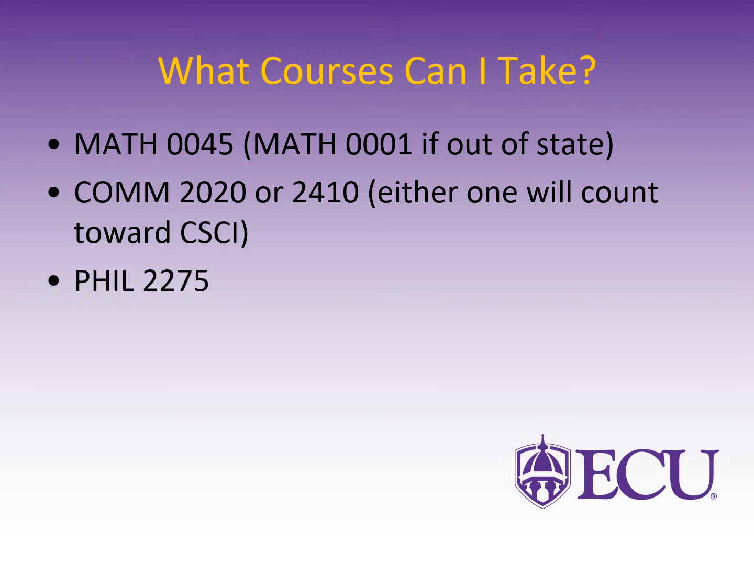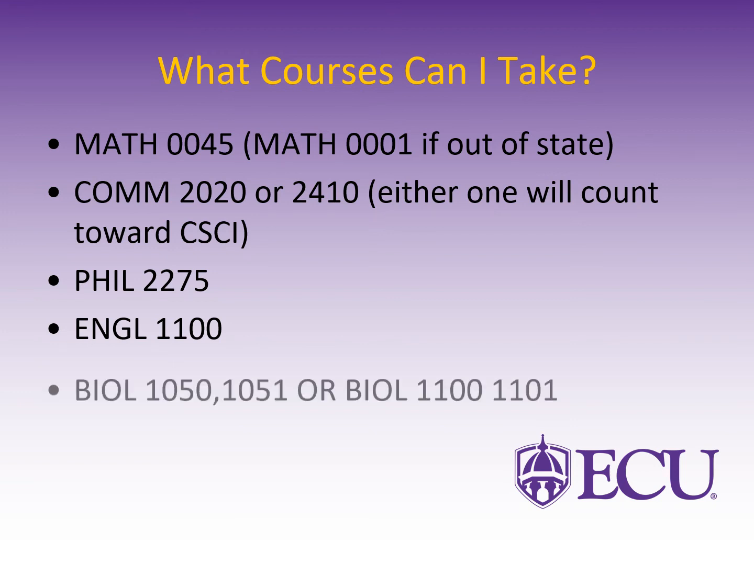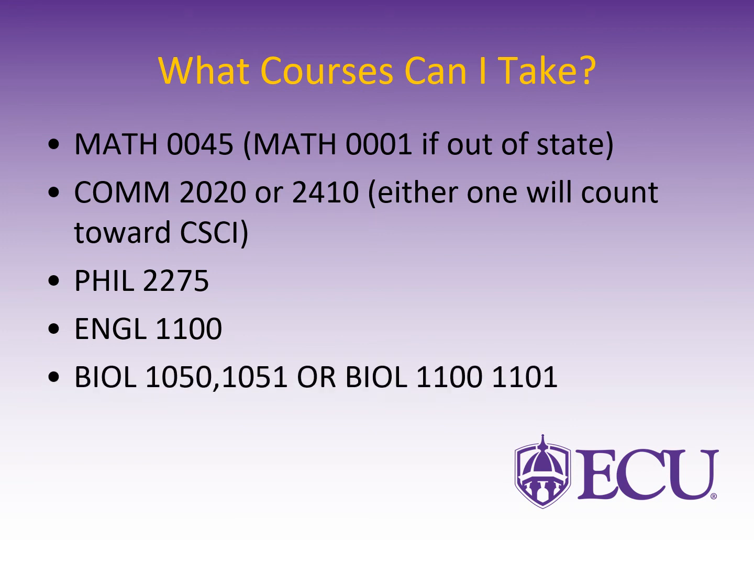You also need Philosophy 2275. This is a professional ethics class that is needed for computer science. You also will need your English 1100, which is freshman level English. Keep this in mind. If these classes are not taken in the first semester, it is okay. You will have an entire year to get these classes done.